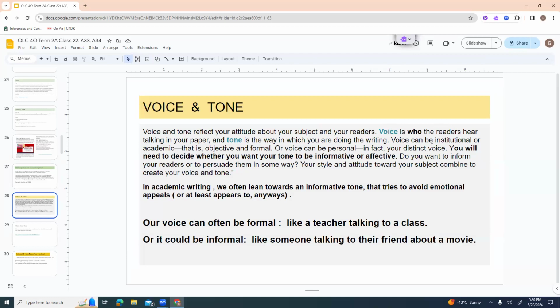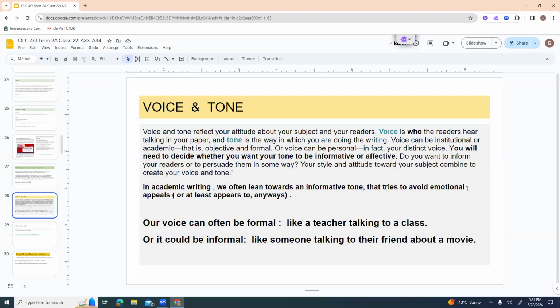It can be institutional or academic, like objective or formal, or it can be personal. You'll need to decide whether you want your tone to be informative or effective. Do you want to inform your readers or persuade them? In academic writing, like you do for school, you often lean towards an informative tone.